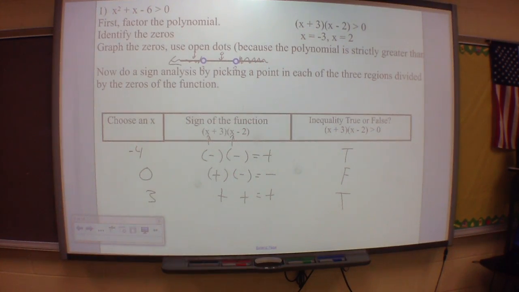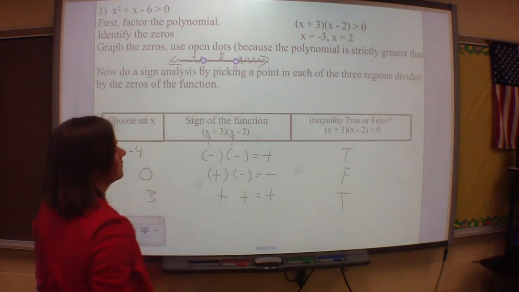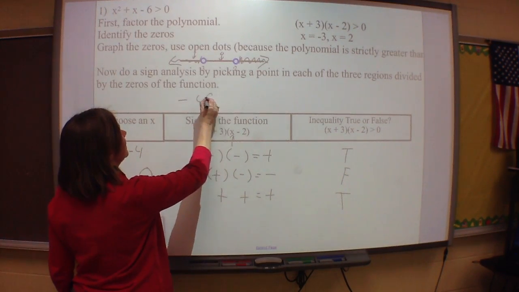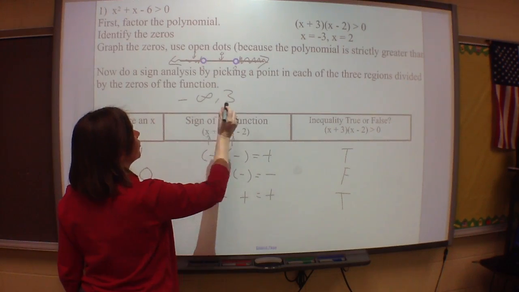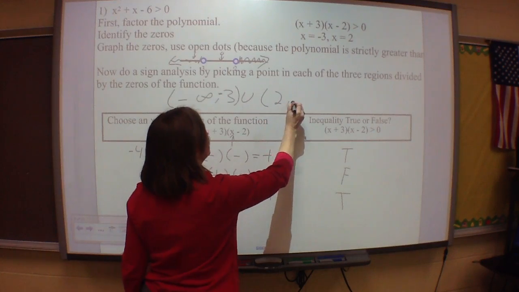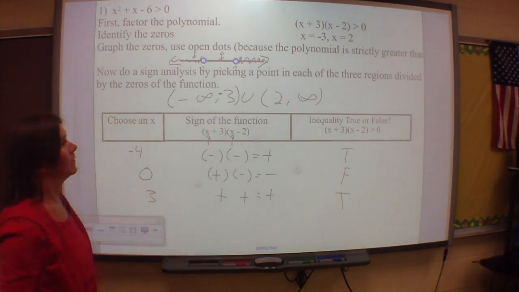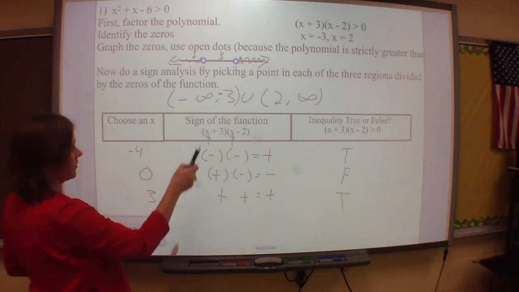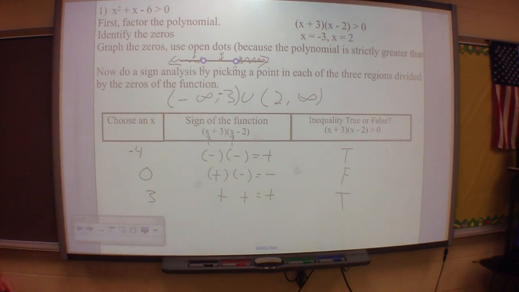So there is a graph of my solution. And my solution would be negative infinity to negative 3, union 2 to infinity. That would make that inequality a true statement. If I picked anything from negative infinity to negative 3, or anything from 2 to infinity, not including 2 and negative 3, that makes the inequality true.